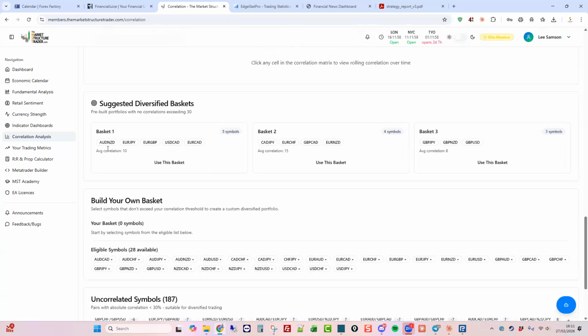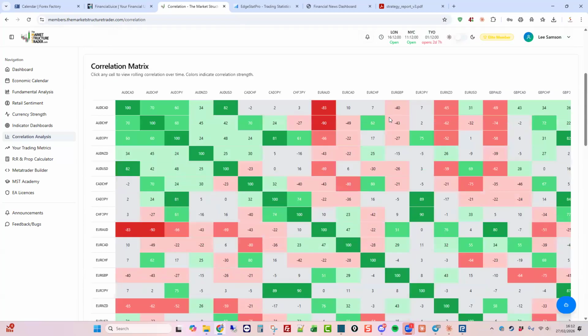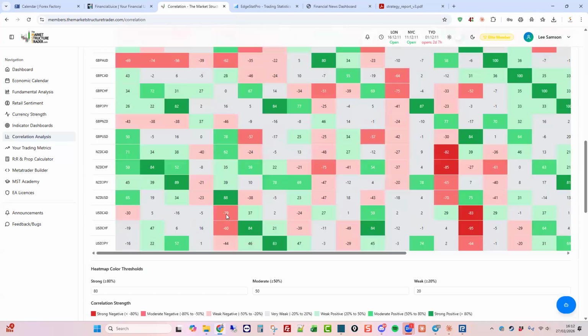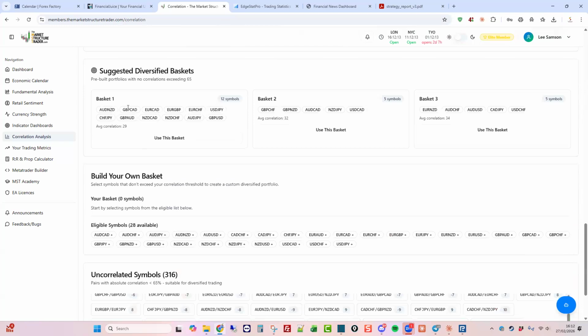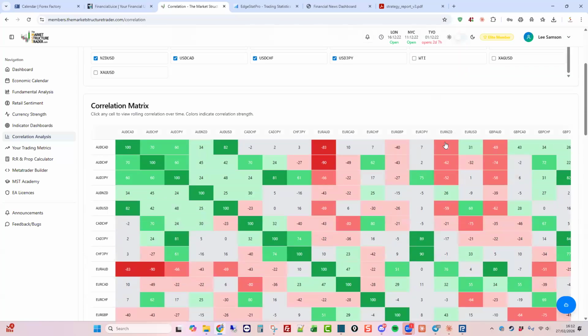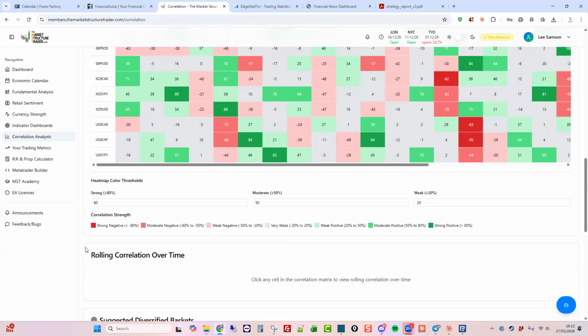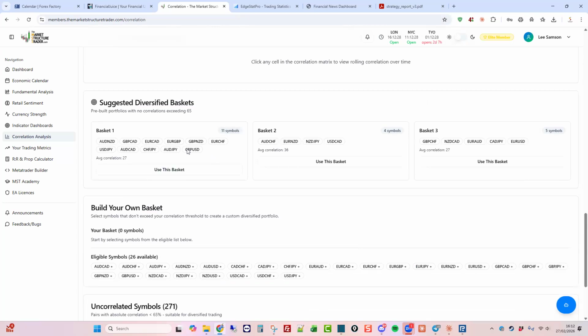That's too low. So 60 to 70% correlation. I prefer sort of 60, 65% correlation. So there you go, there's a basket there. And obviously you can take out symbols that are no good. So if I'm in a New Zealand dollar Swiss trade, I can take that out of the equation and then it will tell me what I can and can't trade.